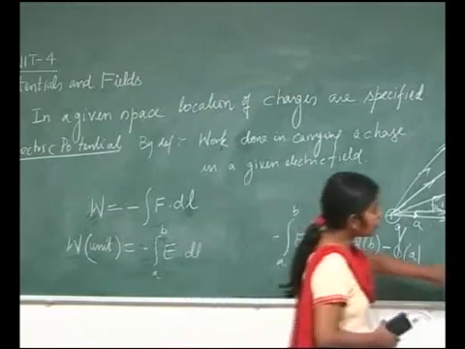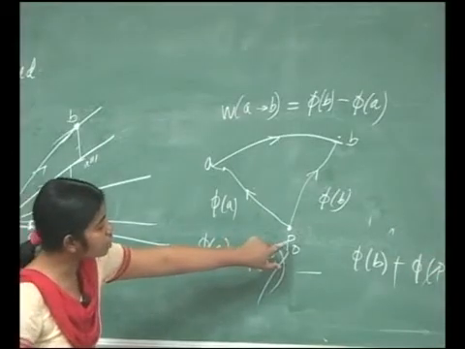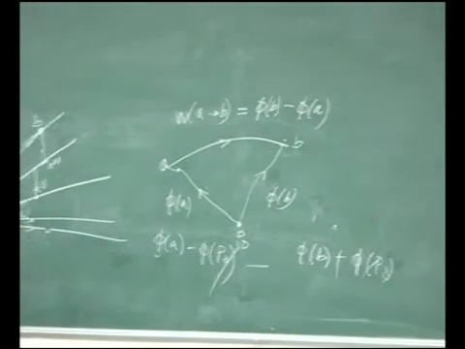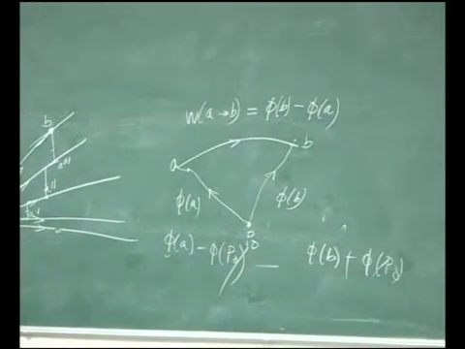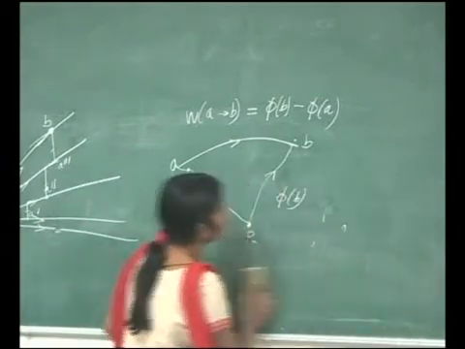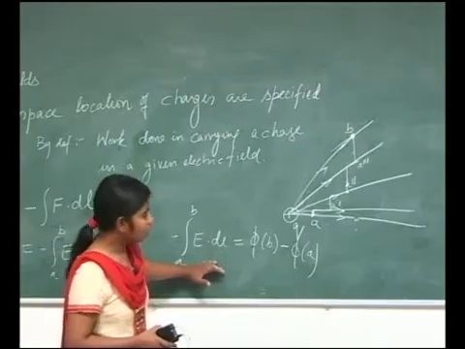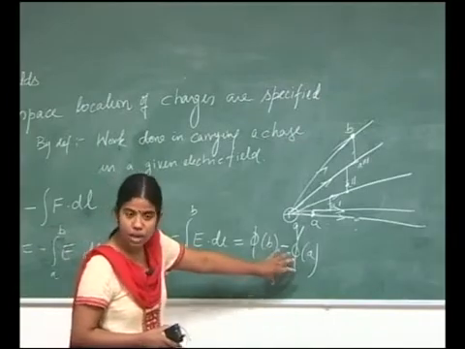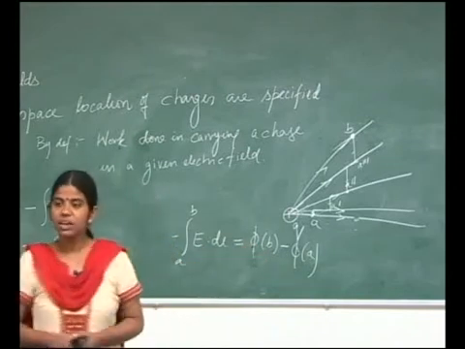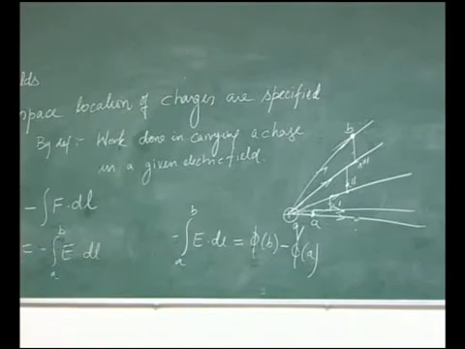Okay. So now you can see that this reference point does not matter at all. This reference point does not have any significance. So, even if I do not have a reference point, even if I have a reference point, still my work done only depends upon the end points. So, it means I can say that this E dot dl is actually just the difference of two numbers, and this number is called scalar potential field.